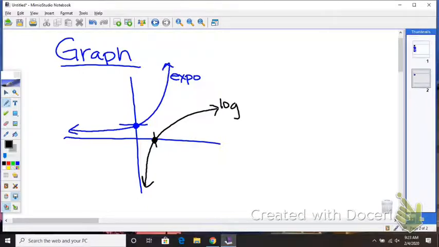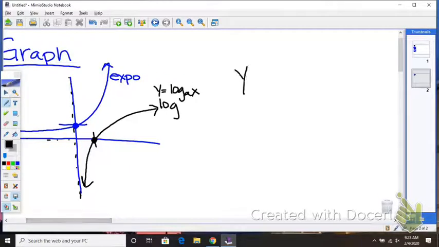Just like exponential graphs didn't cross the x-axis, log graphs don't cross the y-axis. So everything is switched when they're inverses. So this is the original function, y equals log base a of x. So here is the general form of the log graph. I'll just move it over here so you can see both. So I have y equals log base a of (x minus h) plus k.